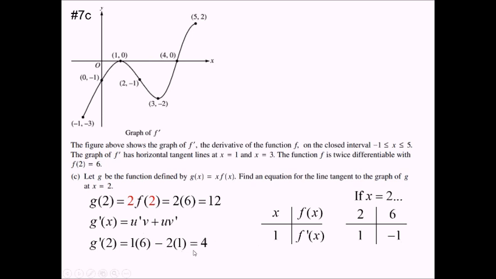Putting all of this into point slope, we've got y minus the y value 12 equals the slope we just found of 4 times x minus the x value they gave us of 2. There's your tangent line.